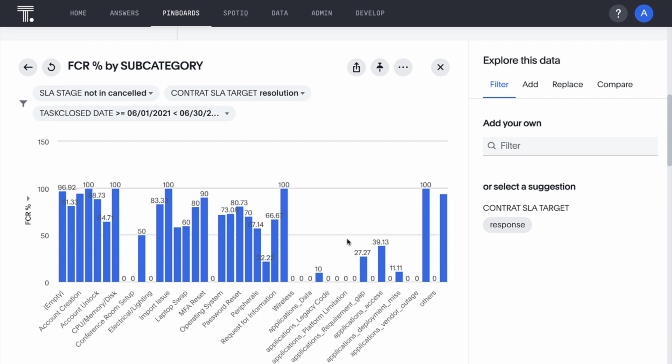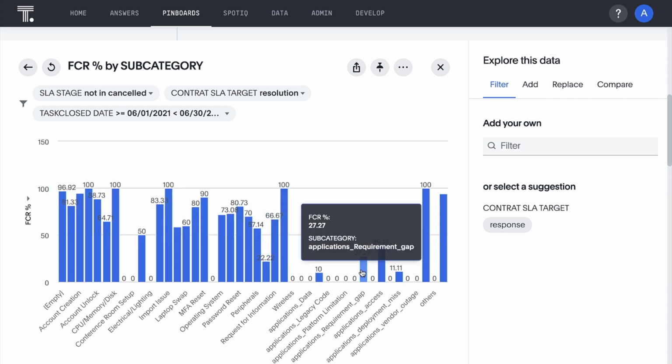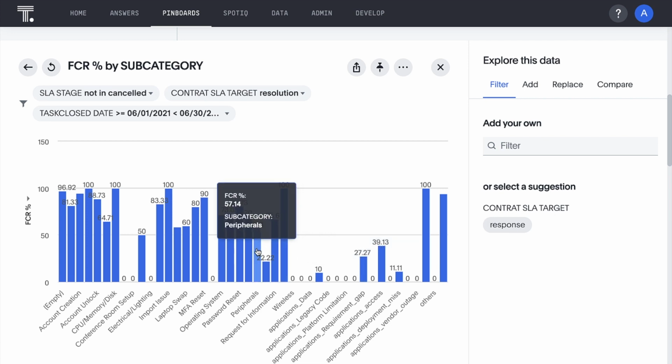Oh, we can see that we were able to resolve 100% of calls about account termination on the first call. Pretty good. But our subcategory for application requirement gaps shows only 27% of tickets resolved on the first call. Well, this may be okay since we don't expect to solve all calls about requirement gaps with an initial call. On the other hand, our peripherals subcategory FCR is at 57%. This may be an opportunity for improvement. We can drill down to the specific tickets if we want to investigate this further.